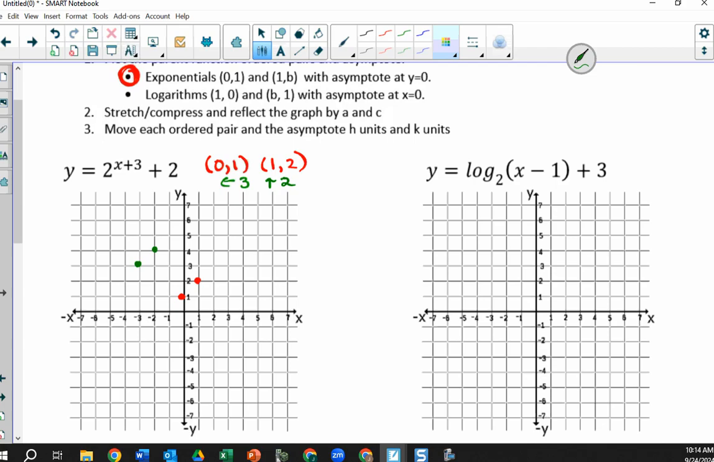Why are we doing left 3? Because do you see the +3 up here with the x? So we put it minus 3. Left. It's the opposite. Remember, horizontal is always the opposite of what it looks like.